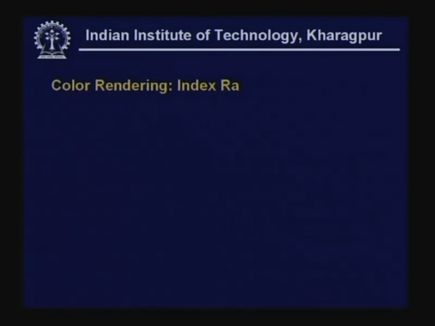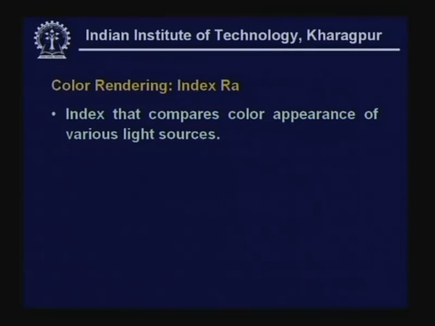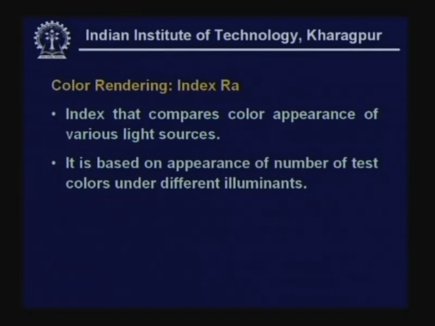The color rendering index we have been talking about: in order to look at the lamps, it becomes necessary to talk in terms of color rendering, which we said is the appearance of the object due to that radiation when compared to the standard reference conditions, which we said would best be natural daylight conditions. This is the index that compares the color appearance of various light sources, and it is based on the appearance of a number of test colors under different illuminants, that is, the lamps in question. Now, this is what we abbreviate as CRI.